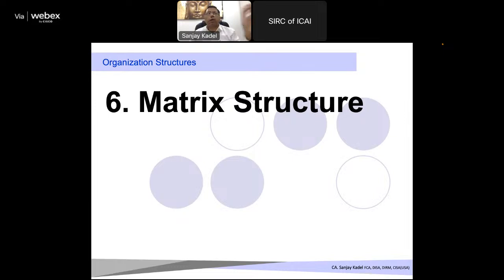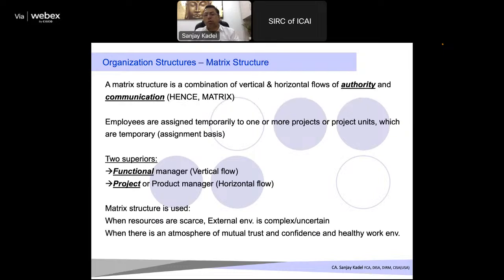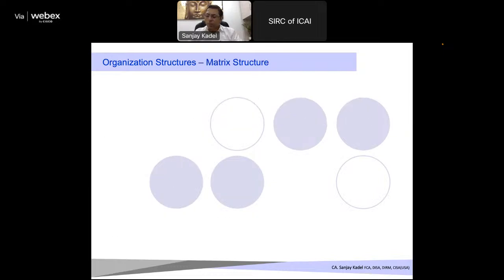Suppose you take a real estate developer company that develops different apartments and shopping complexes, and delivers them. When one project is going on, they will loop in the employees of different departments and involve all those people in their project. Once this project is over, they'll release them for other projects. This is how the matrix structure is created.